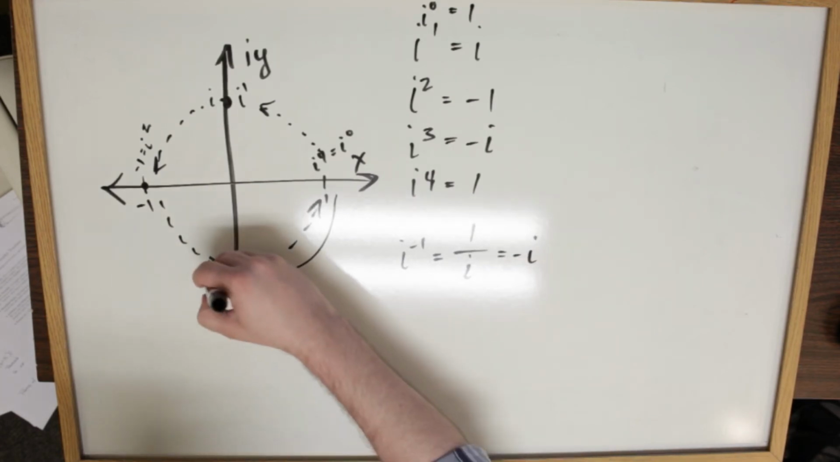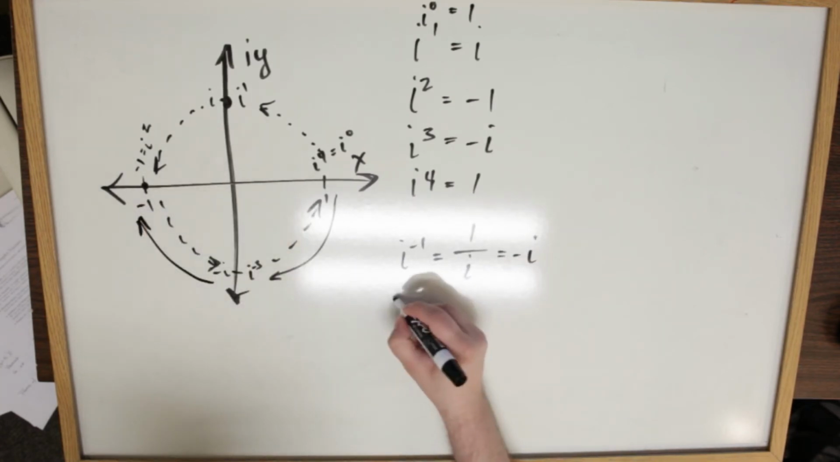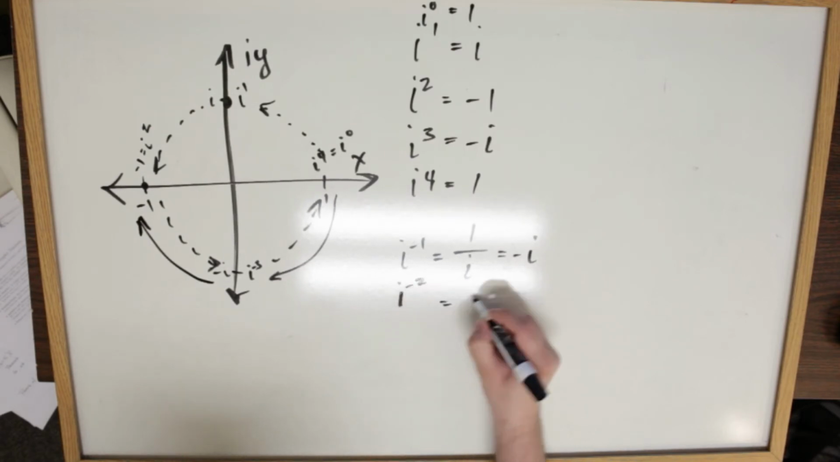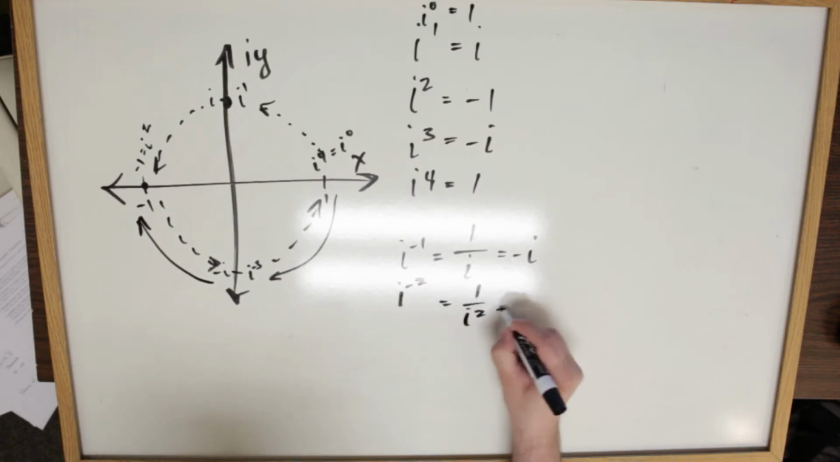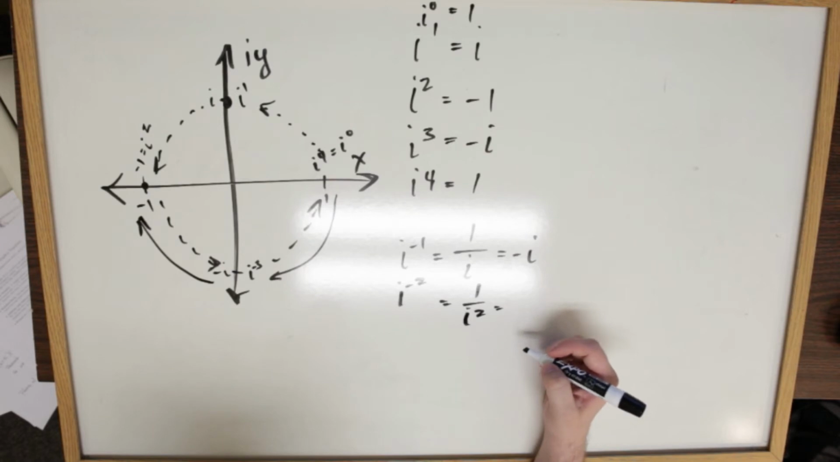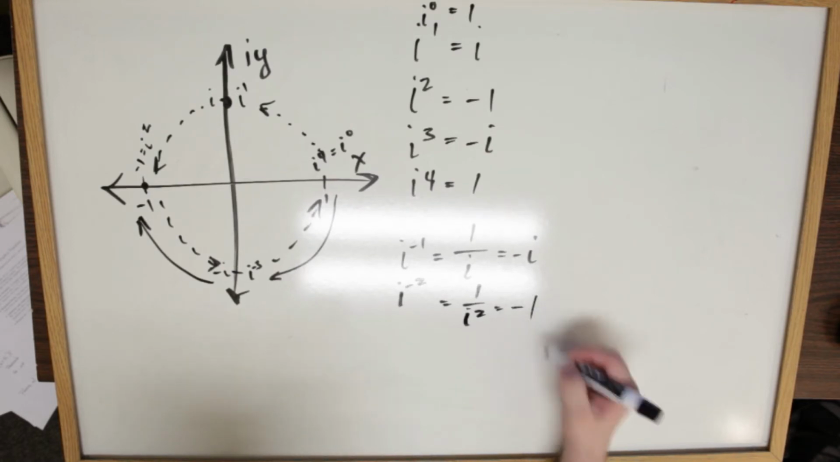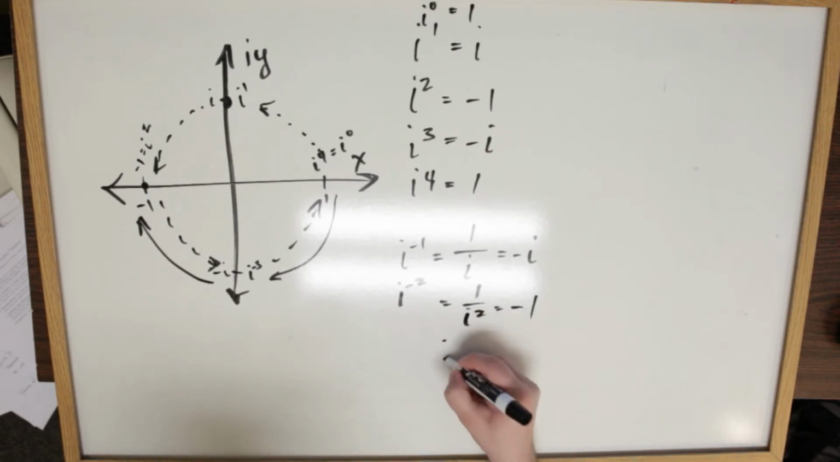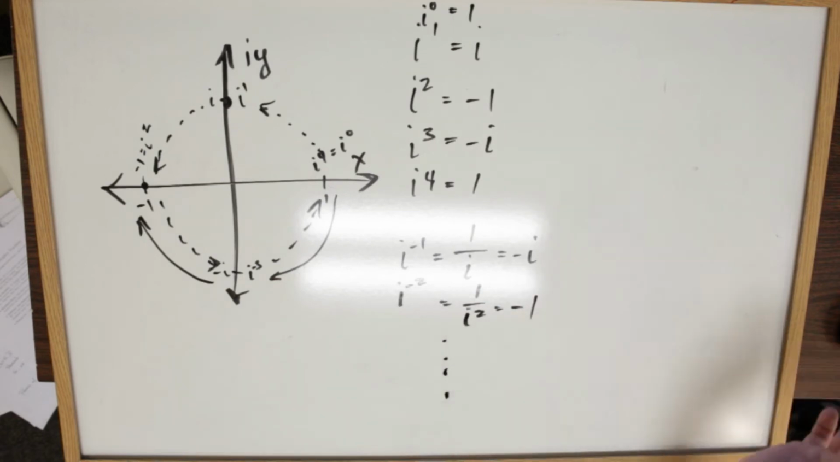And the same applies when you go back, I to the negative 2. This is the same as 1 over I squared, which is equal to negative 1, okay? And so on and so forth, right? So you can go forwards and backwards, and it makes no difference whatsoever. So that's, again, just a little trick right there to help get you moving along if you're trying to figure out powers of I.